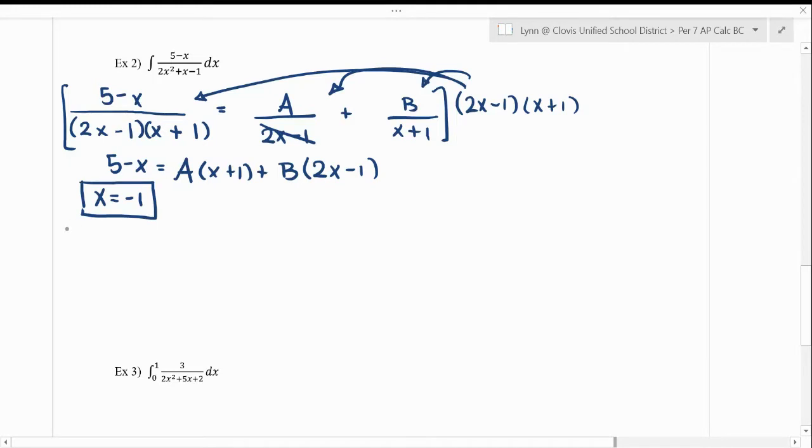And then I'll substitute that in. So I'm going to do a little mental math at the same time I do it. So I'll have 5 minus negative 1, so 5 plus 1, which is 6. And then here, negative 1 plus 1 is 0, so that'll be 0. And then here I have 2 times negative 1, which is negative 2, and then minus 1, which is negative 3. And then divide by negative 3.